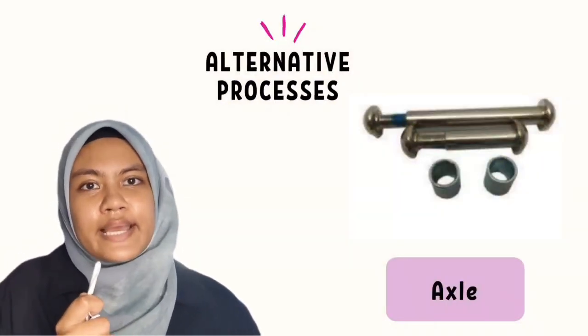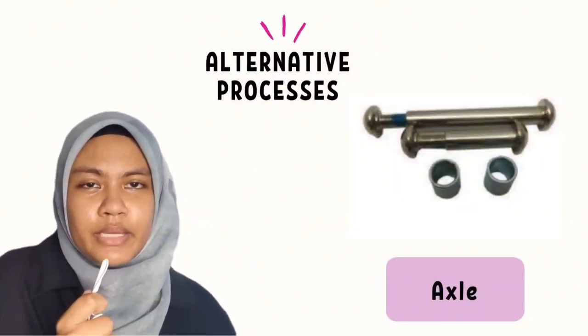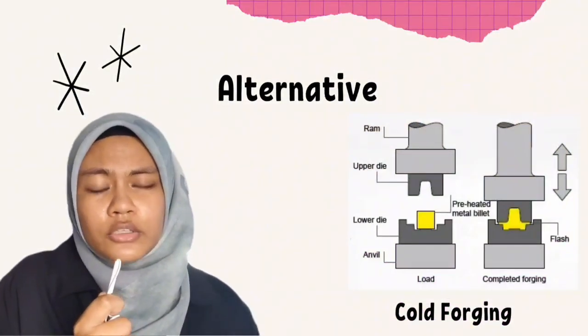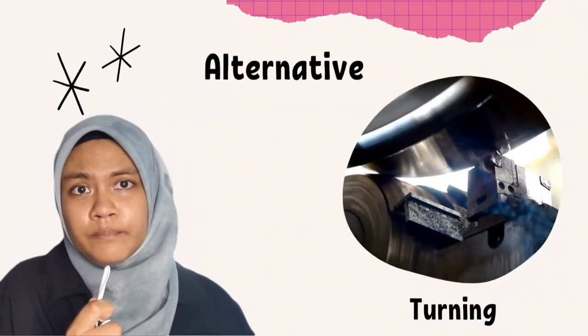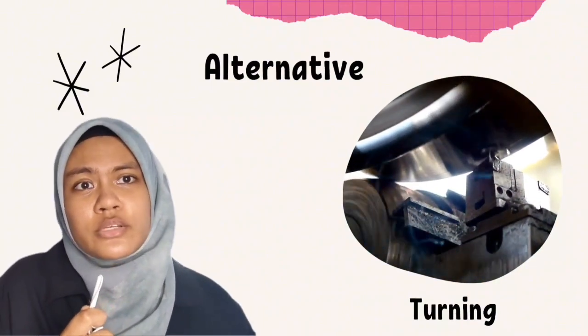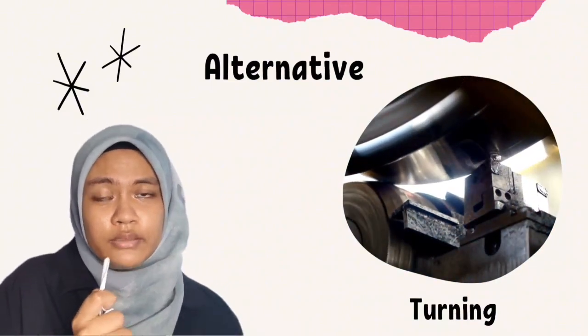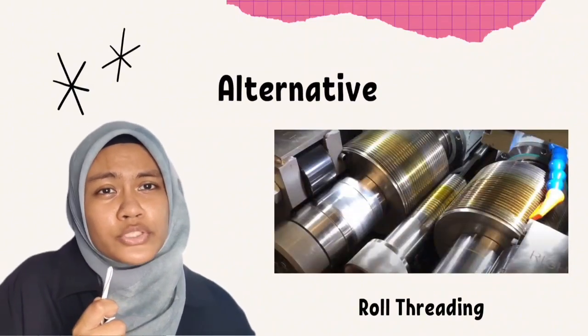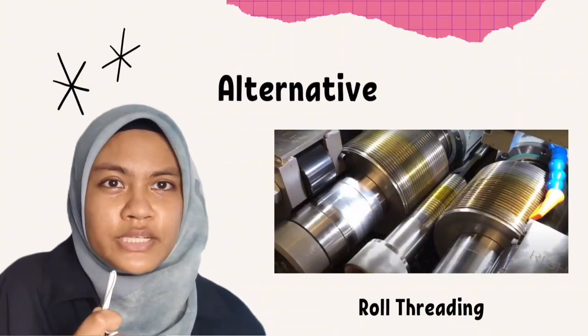And then next is the axle. The axle can be made using cold forging, which can produce strong steel axles. Or alternative number 2 is by using turning. A lathe can be used to turn a metal rod down to the proper diameter. Or number 3 is by using roll threading, since it is more robust than cut threading while producing the thread.